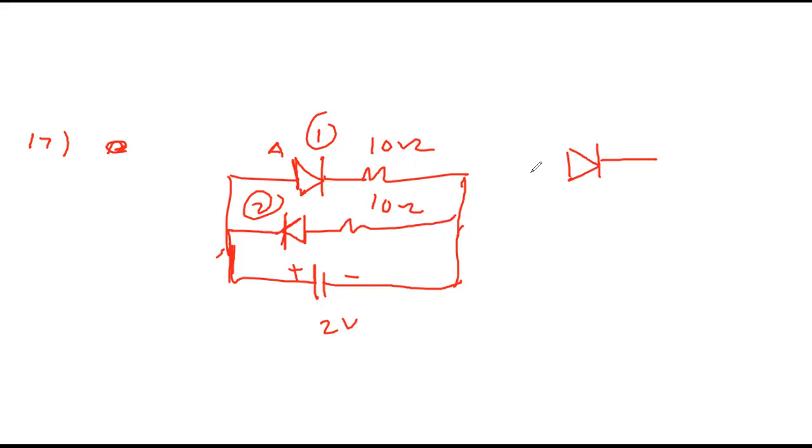This symbol means this one is P, this is N, and when P gets connected to positive and N gets connected to negative, then it is called forward bias. So now tell me, first is forward, second is forward, both are forward, or both are reversed? First is forward.